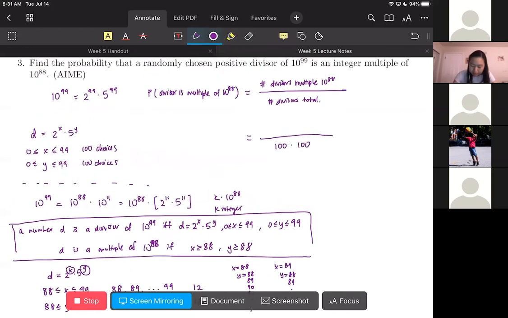So going back here, we've counted that there are 12 times 12 total divisors of 10 to the 99 that are multiples of 10 to the 88. And so we can simplify this. It'll get us 9 over 25 squared, which is 9 over 625.